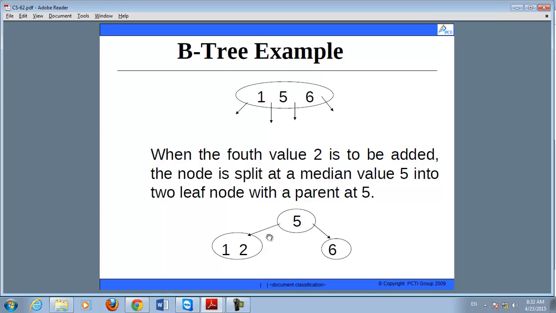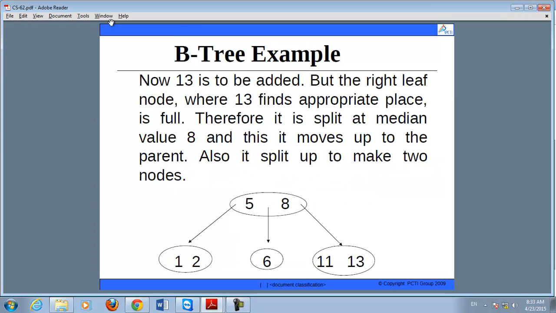And if you want to split this node, then 5 will become the root node, because from the 5 it is split, that is 4 divided by 2. And 1, 2 will be placed in the left subtree, and the 6 will be placed in the right subtree. Now, one thing you have to note here, that you cannot insert any value in the root node of the B tree directly.